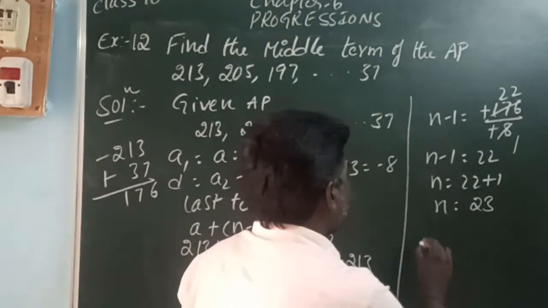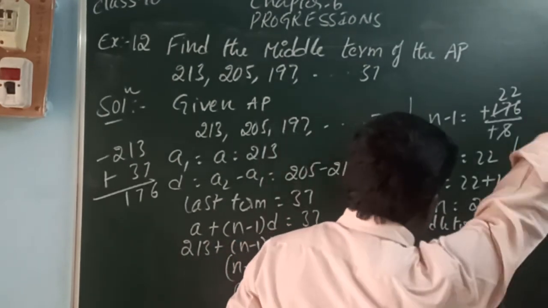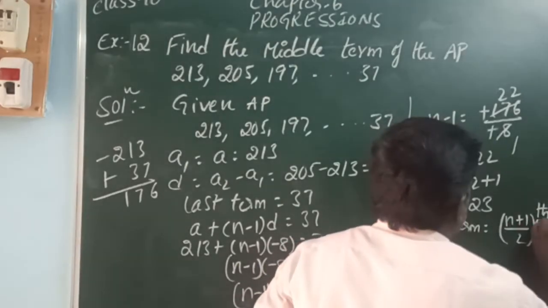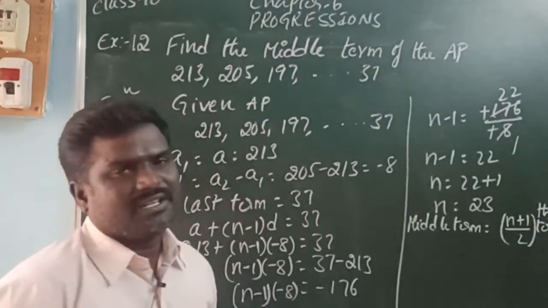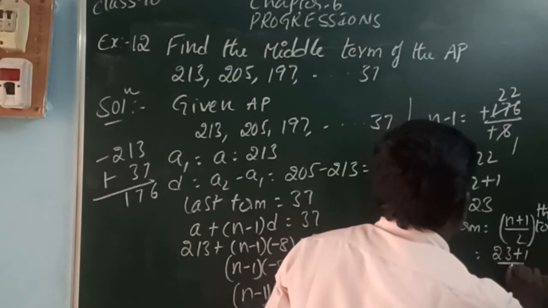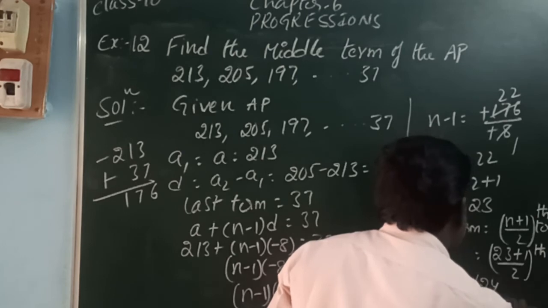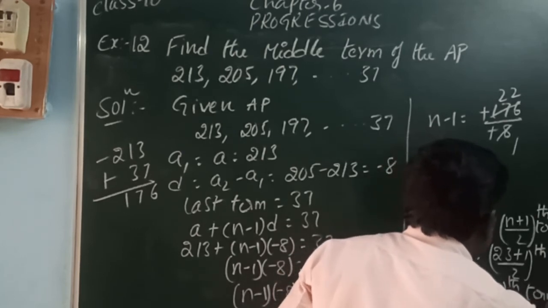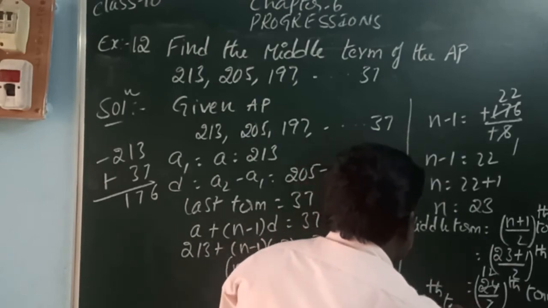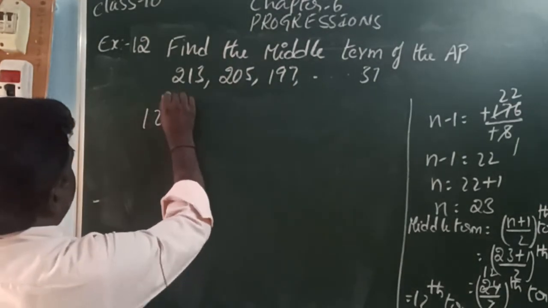So 23 is what? An odd number. So the middle term formula here is the (n plus 1) by 2th term. For odd observations, the middle is (n plus 1) by 2. So that is here (23 plus 1) by 2. 23 plus 1 is how much? 24 by 2, so the 24 by 2th term. 2 ones are 2, 2 twelves are 24. So which term? The 12th term. So the 12th term is the middle term.